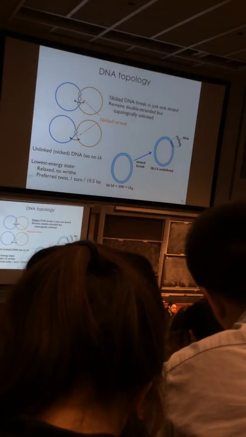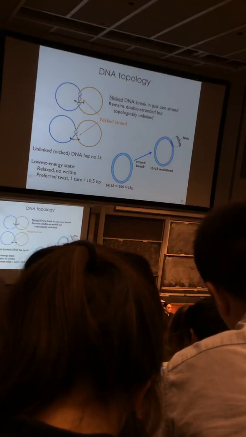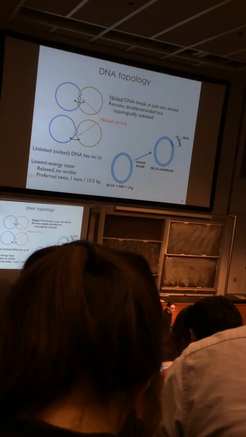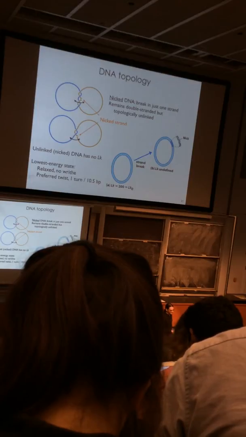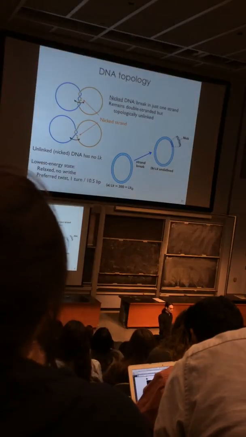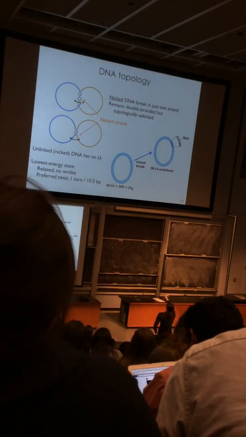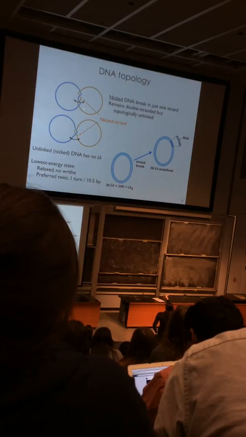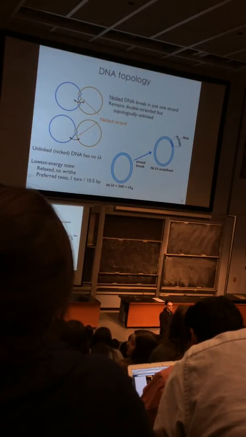And one thing to remember is that breaking even one of the two strands in the backbone, which is called nicking the DNA, means that it can remain double-stranded and becomes topologically unlinked. So now we have this little break here. The two strands can freely move around each other, and so you can flip back and forth between these two conformations. There's no longer a covalent bond in the way.